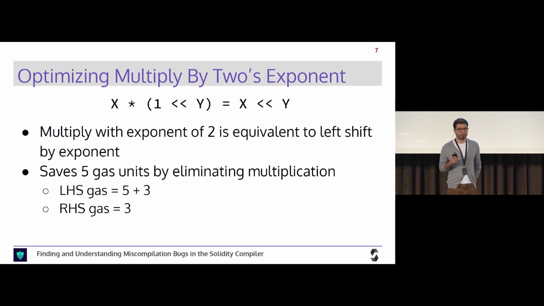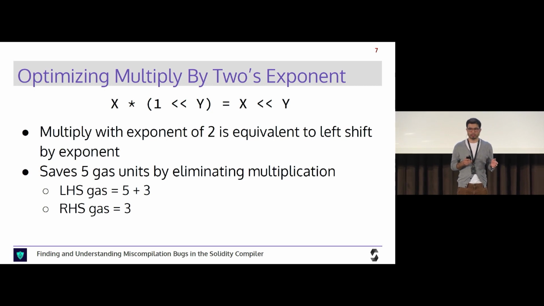On the left hand side you see the unoptimized version, and on the right hand side you see the optimized version. And the difference in the gas consumption on the two sides is that you save 5 units of gas that goes towards multiplication. That's the idea.